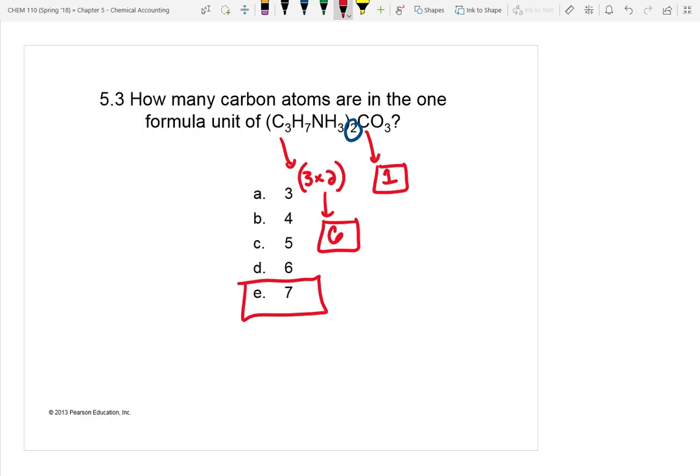Are these 2 questions on your test? These were pulled from the Pearson study guide. Yep. The 2 outside the parentheses is subscript. That means the parentheses is multiplied by 2. Yeah, everything inside the parentheses multiply it by 2, and not what comes after it.